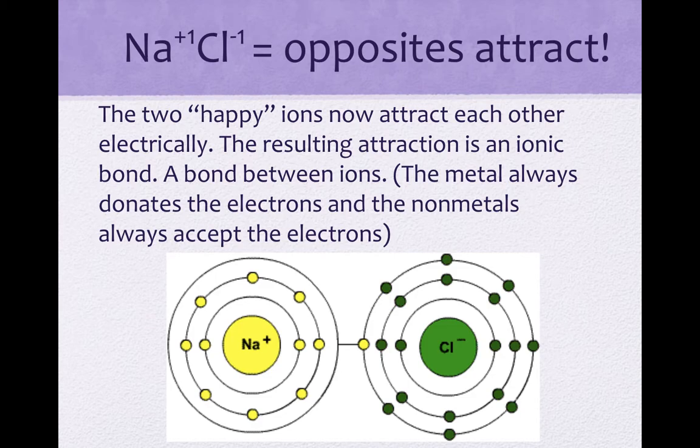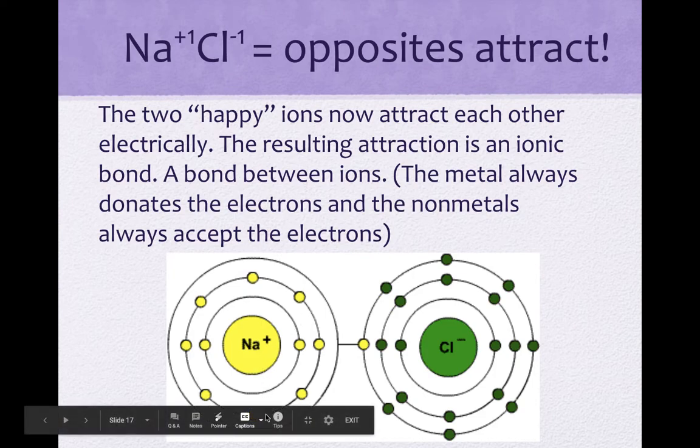The resulting attraction is an ionic bond, so a metal and a nonmetal. A bond between ions: the metal always donates the electrons, and the nonmetal is always going to accept. So here we can see sodium giving up the one electron to chlorine, and now chlorine has 8 in its outer shell.